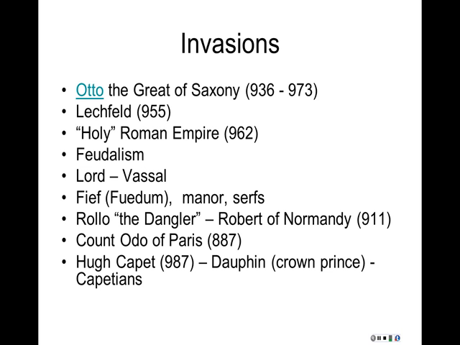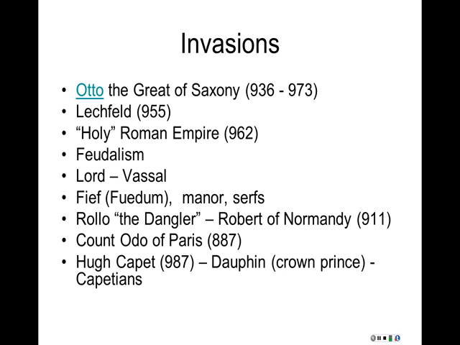Now, just to give you an example of feudalism in action. King Charles the Simple, who was the Carolingian king, was totally incapable of doing anything. And the Vikings were on the attack. And so what Charles the Simple did was he recognized one of these Vikings. His name was Rollo. Rollo the Dangler, that was his nickname. Rollo was asked to become a duke. He was recognized as the Duke of Normandy.